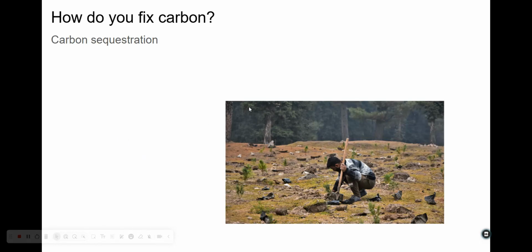How do we fix this issue? Carbon sequestration is pulling in more carbon. Remember, there are 3 methods to do it. How many can you think of?